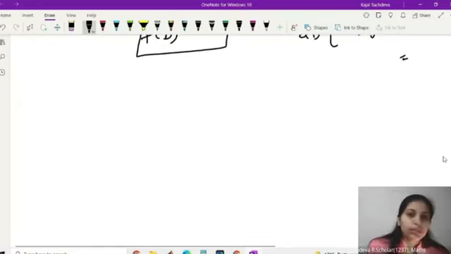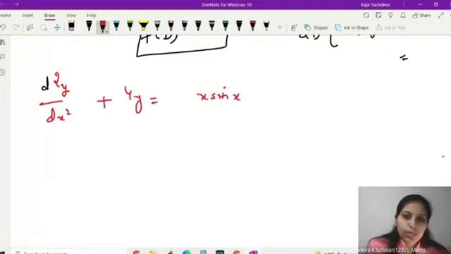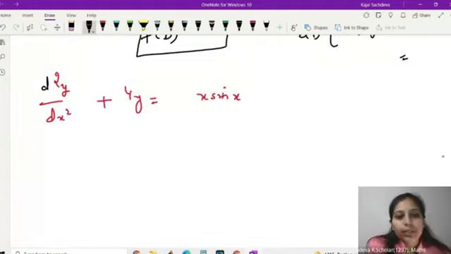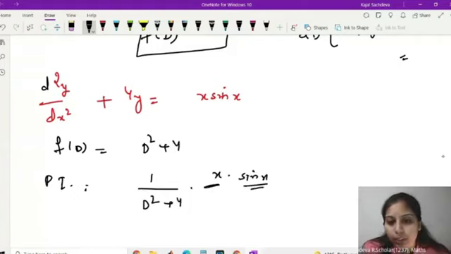So we have a question: d²y/dx² + 4y = x sin x. Here we can first write it in symbolic form. f(D) is equal to D² + 4. Now PI can be written as 1/f(D) into x sin x. So this is x into some function of x, V. This is x and this is V.